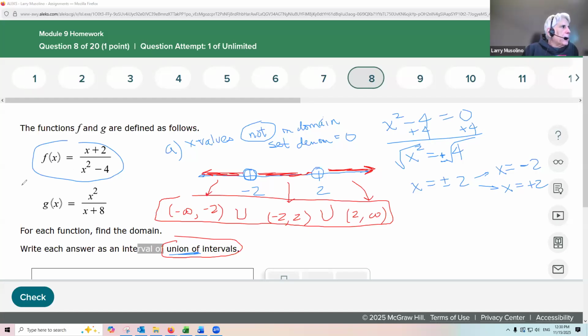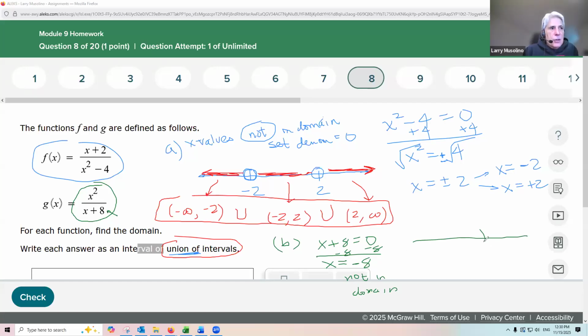All right, let me go to part B. Part B says, for this function, I'm going to set the denominator equal to 0. Well, subtract 8 from both sides, x equals negative 8. This is a non-allowed value, so this is not in the domain. So again, let me do a number line here. Here's negative 8.